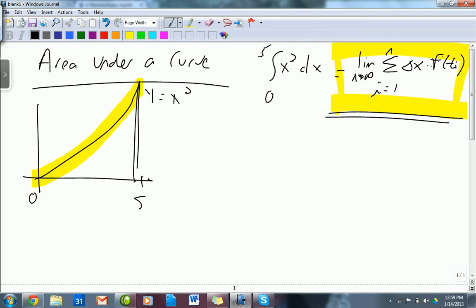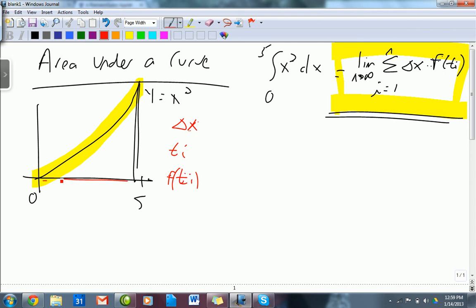So what we need to do, for this particular problem, is get exact pieces. There are basically 3 things we need. We need the bases, we need the tags, and then that gives us the heights, the heights being f of t sub i's. Okay, so sorry about my pen not working so great. Let's first start with the bases, the delta x, right?